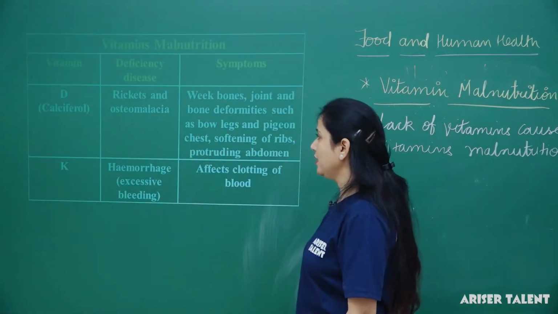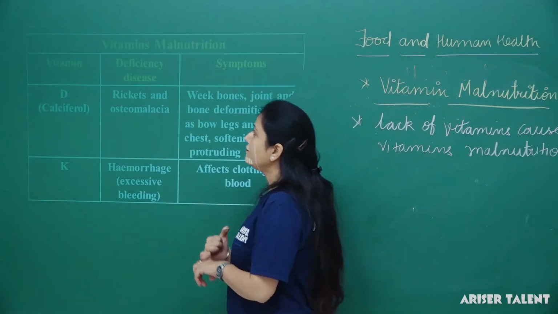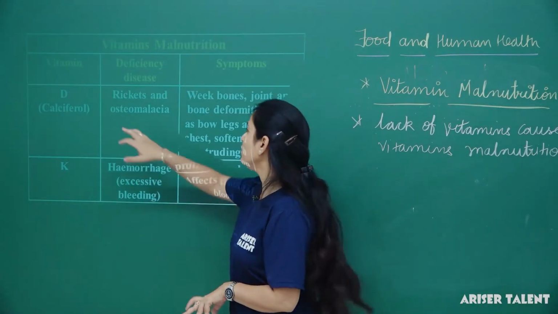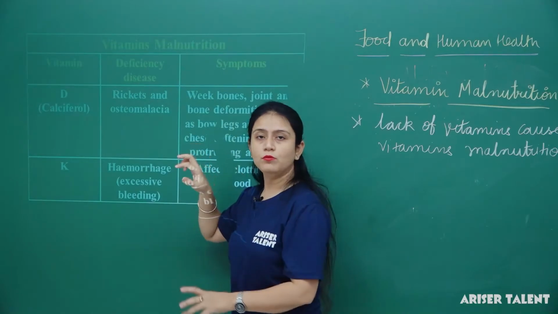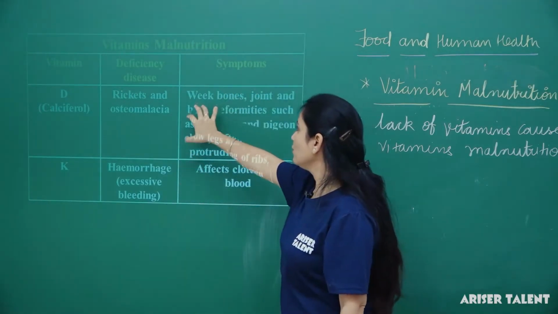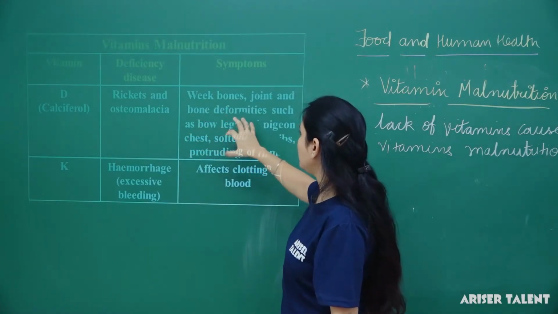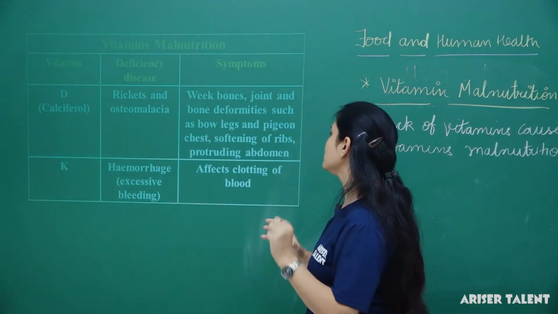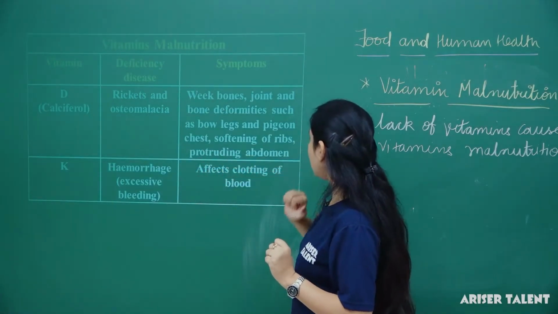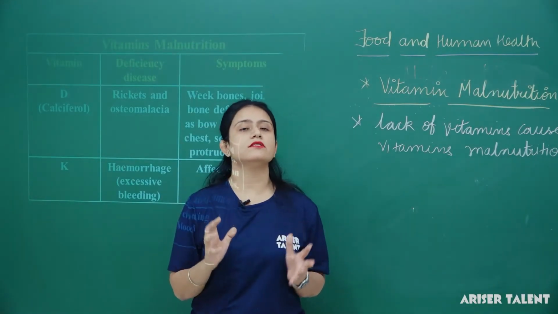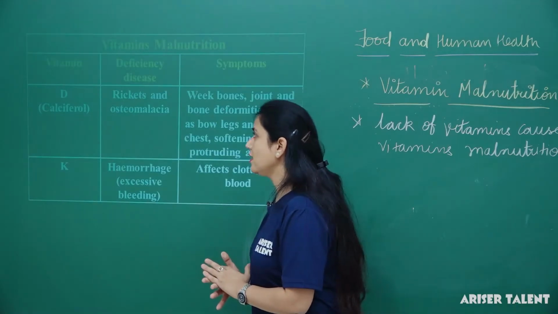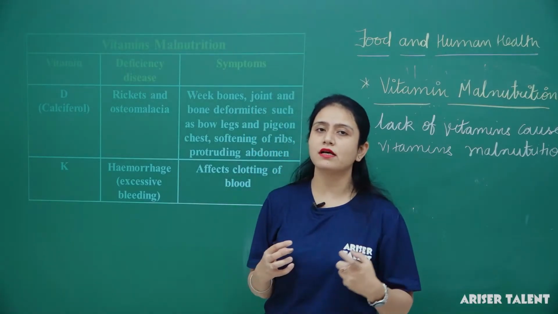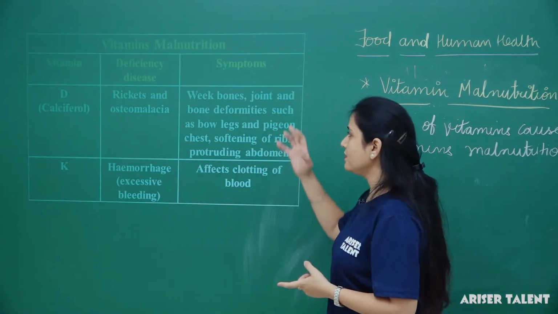Next is vitamin D, that is also known as calciferol. Deficiency of vitamin D causes rickets and osteomalacia. Here osteomalacia, we can understand, is related to bones. So what are the symptoms? Weak bones, joints and bones become deformed, such as bow legs and pigeon chest, softening of ribs, protruding abdomen. These are the symptoms of rickets or osteomalacia. So if a person is not taking proper nutrients like vitamin D, then he will suffer these diseases, and the symptoms are these.